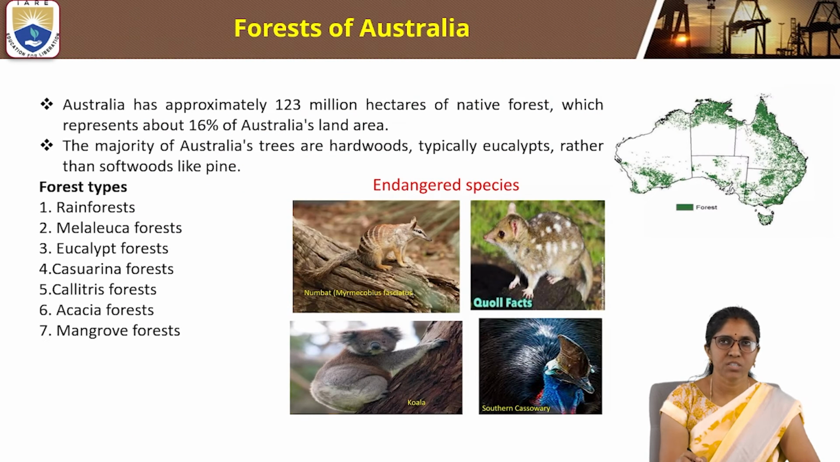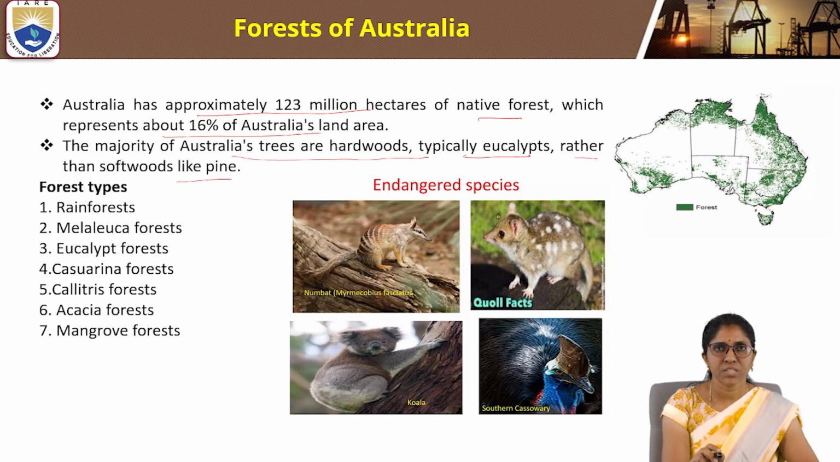Next one is the Forests of Australia. Australia has approximately 123 million hectares of native forest, which represents about 16% of Australia's land area. The majority of Australia's trees are hardwoods, typically eucalyptus, rather than softwoods like pine.